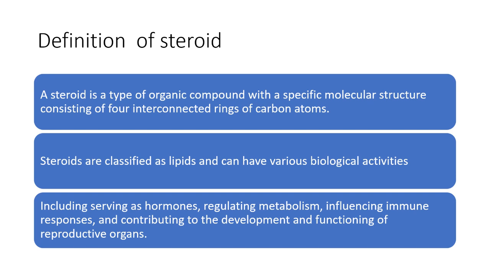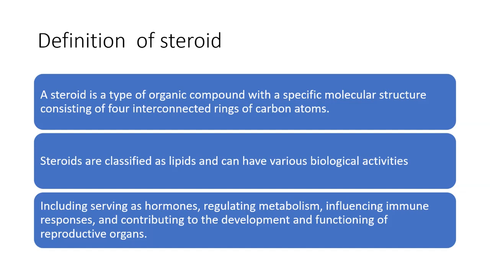A steroid is a type of organic compound characterized by a specific molecular structure consisting of 4 interconnected rings of carbon atoms. This distinctive ring structure is fundamental to all steroids and distinguishes them from other types of organic molecules.